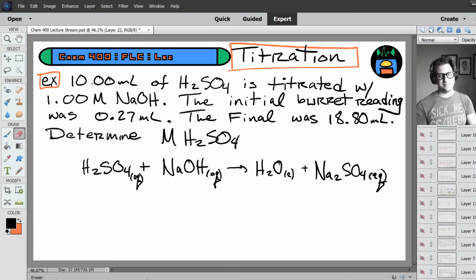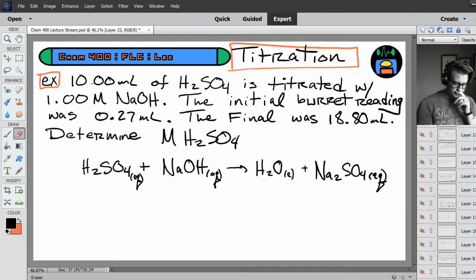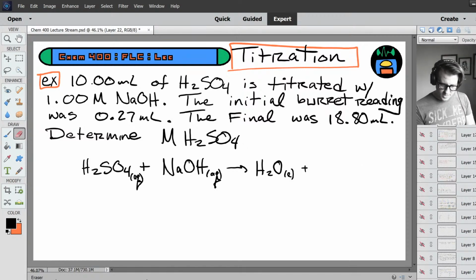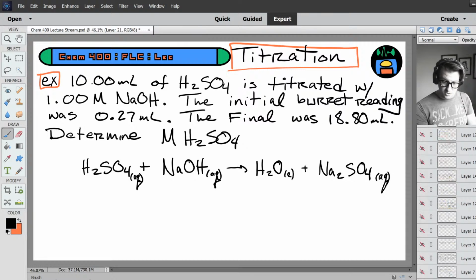I don't know if it's balanced yet. Let's find out together. Hang on, I just got to get this all in one layer. There we go. I don't know if this is balanced. I need to check. I can't get lazy. So we've got hydrogen, sulfur, oxygen, and sodium on both sides of this reaction.